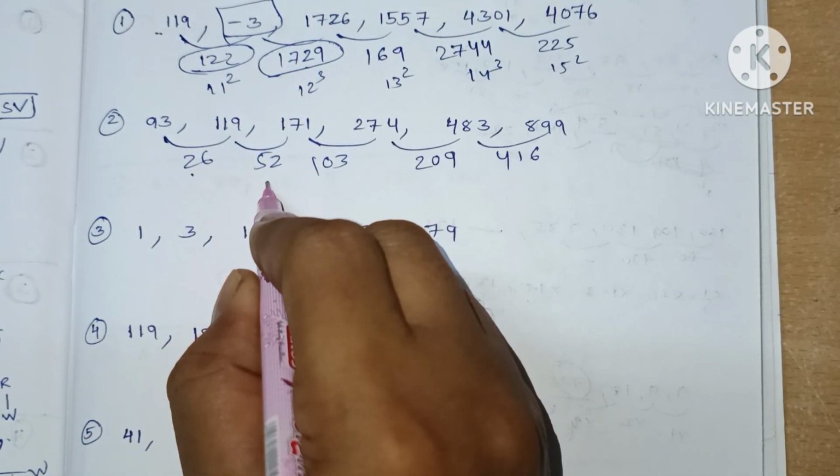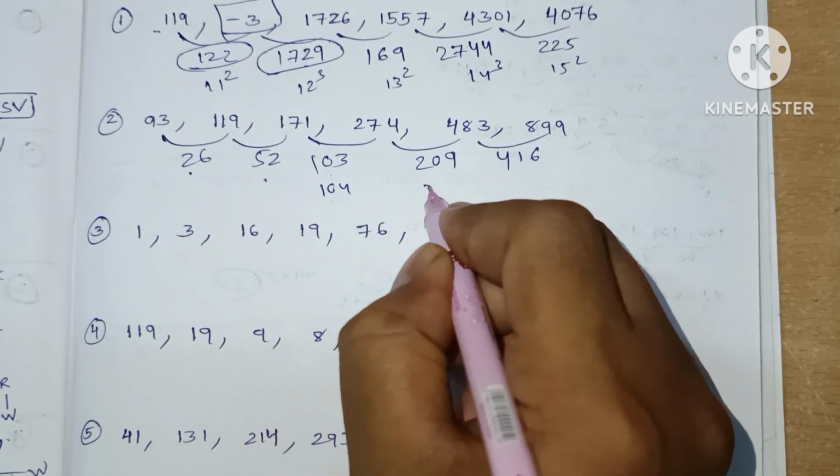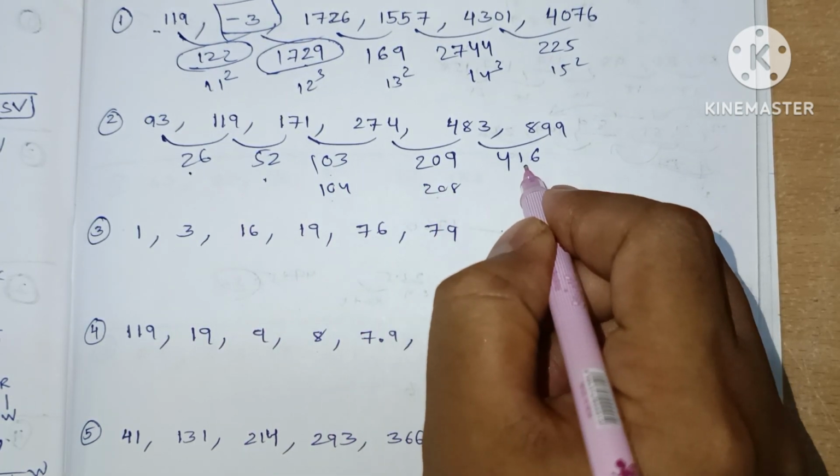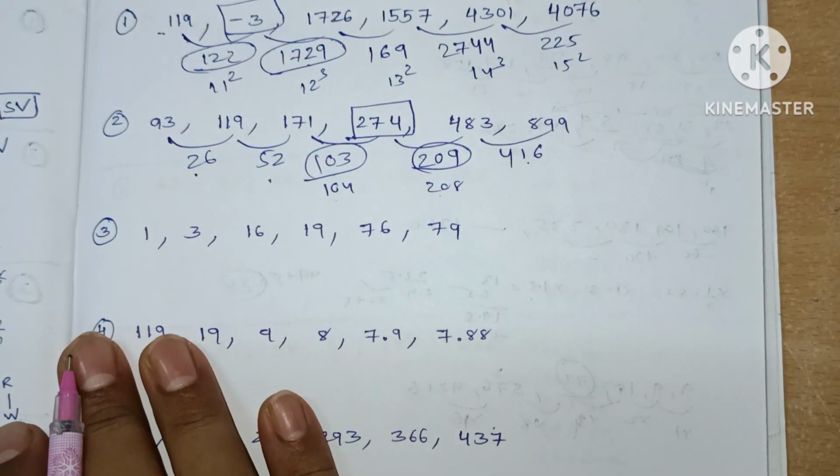26 becomes 52. 52 double times will be 104. 104 double times will be 208. 208 double will be 416. So these two numbers are wrong. So our wrong number is 274. Next one.